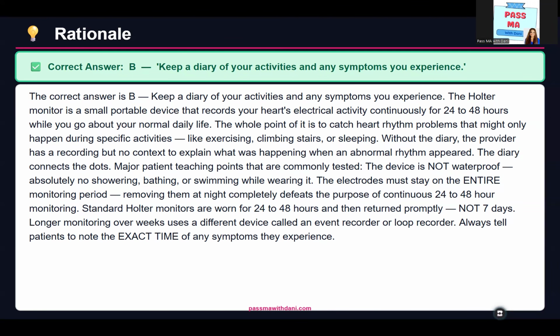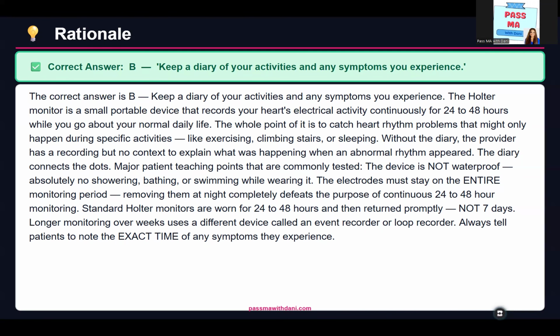Now, the whole point of this monitor is to catch the patient's heart rhythm and any problems that only happen during specific activities. Think of going up the stairs, happening during sleeping, or even exercising. The reason that the patient keeps the diary is so that the provider has not just the recording, but context to explain what's happening when a patient is having an abnormal rhythm. Let's say at 2:30 in the morning, the patient's heart rate is about 150 beats per minute, consistently for maybe 15 to 20 minutes. The provider can see this on the monitor.